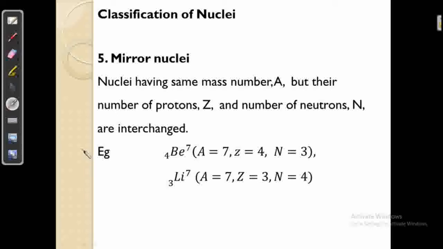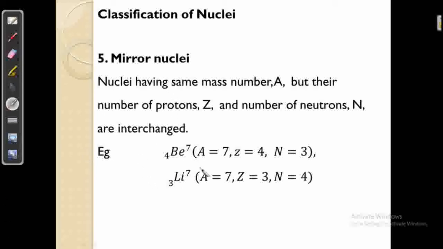But the number of protons, Z, in the first element will be the number of neutrons in the second element. Similarly, the number of neutrons in the first element is equal to the number of protons in the second element. That means the number of protons and neutrons are interchanged in mirror nuclei.